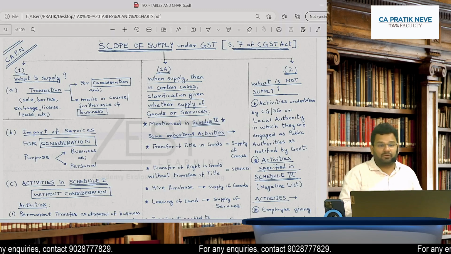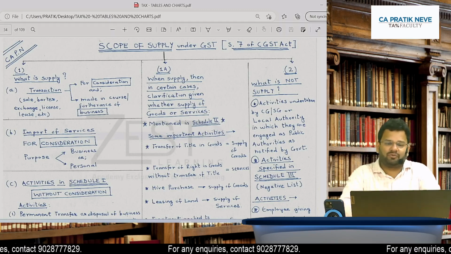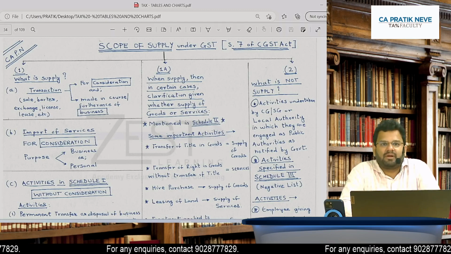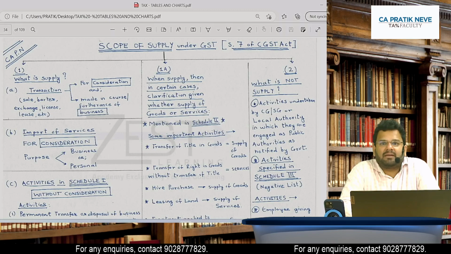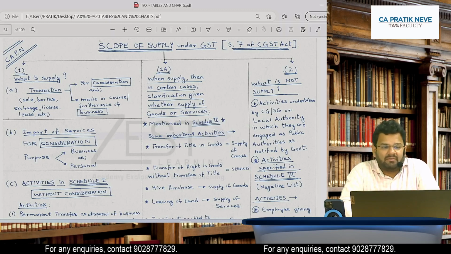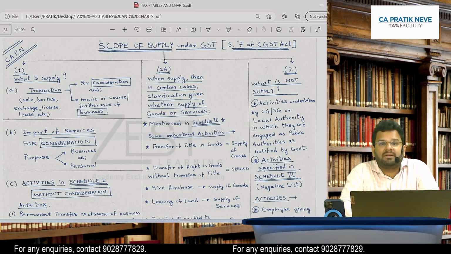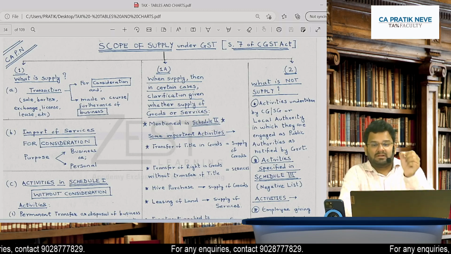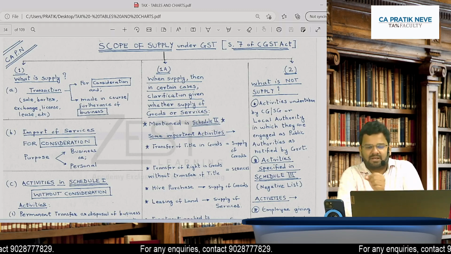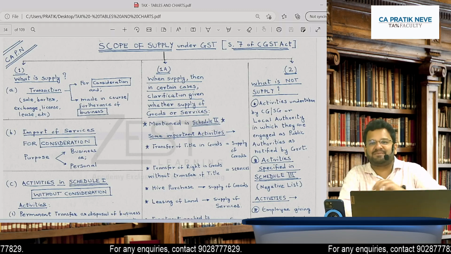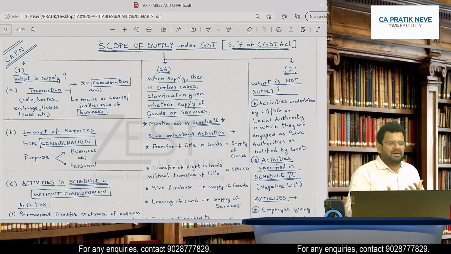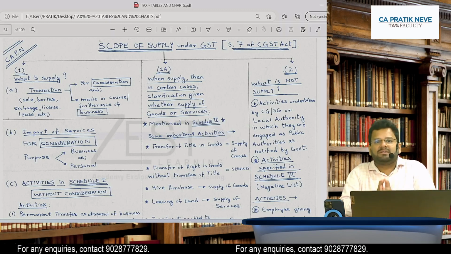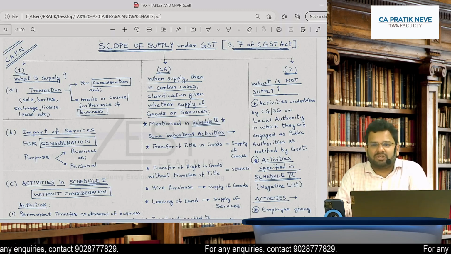Yes, all set. Wonderful. So, as you can see in front of you, scope of supplies analysis I have done. This scope of supply can be majorly divided in three parts. Section 7 can be majorly divided in three parts: subsection 1, subsection 1A and subsection 2. Of course, there is a subsection 3 also, but that doesn't matter much. What matters for us is subsection 1, subsection 1A and subsection 2.